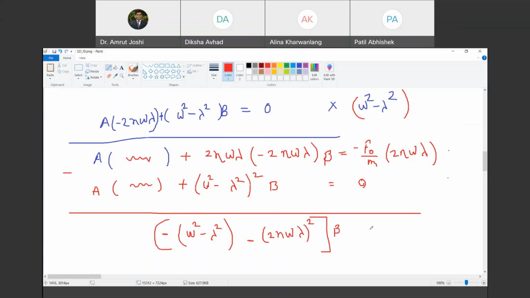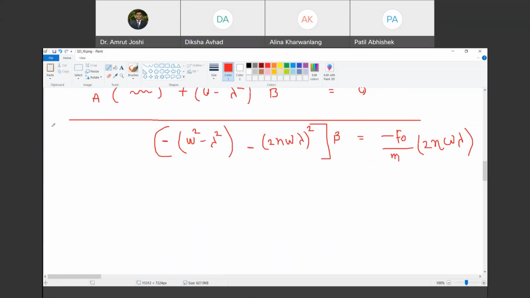Are you with me? a is equal to minus f0 by m 2 eta omega lambda. Are you with me? So what is the value of b? Can you tell me? b will be equal to, now this negative sign, if I take common, that negative sign will cancel with this negative sign. So what do you get?